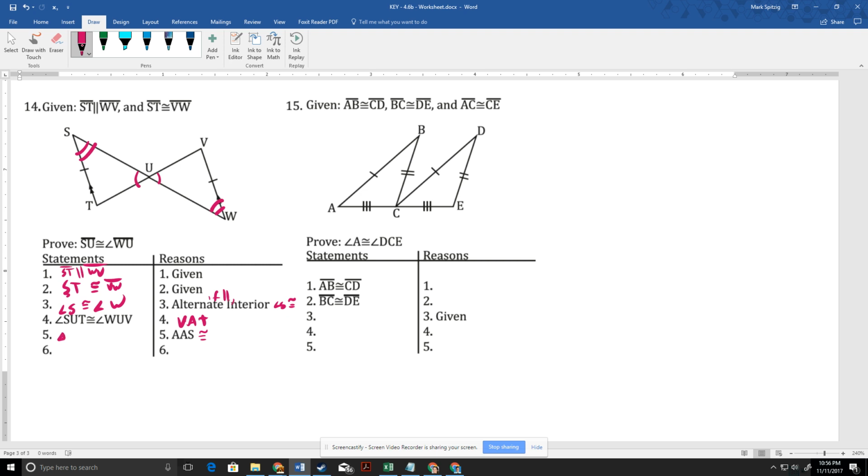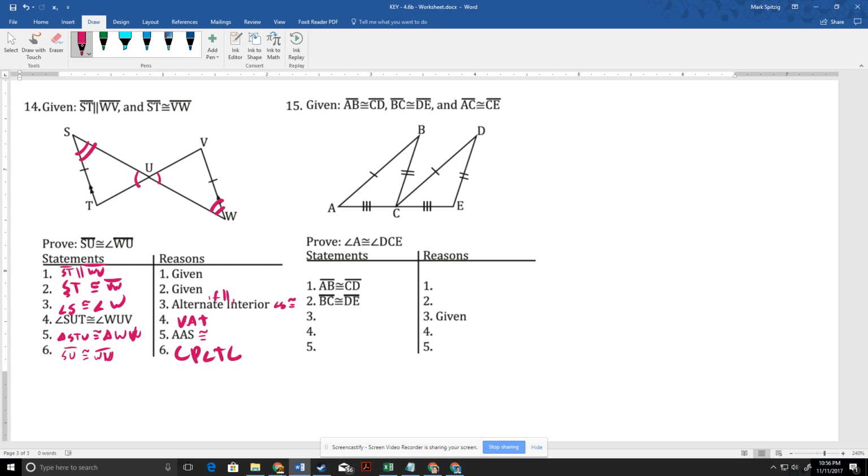But we know that triangle STU is now congruent to triangle WVU. And then finally, we know that SU has to be congruent to WU. I think that angle symbol is not supposed to be there. And again, that is because of CPCTC.